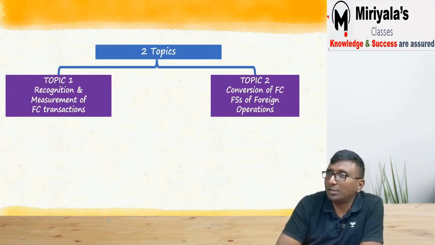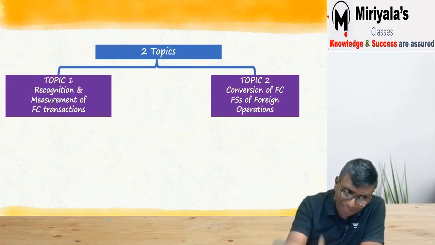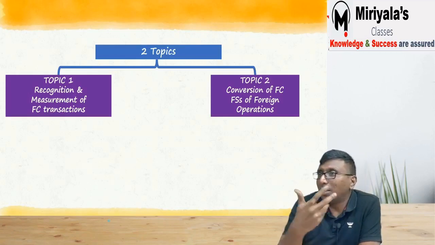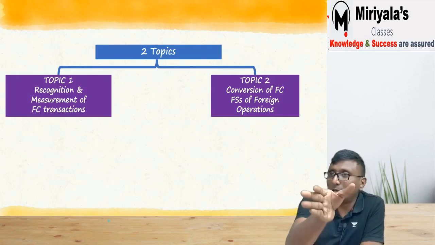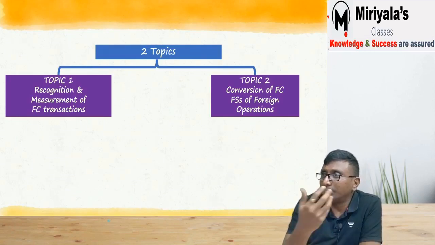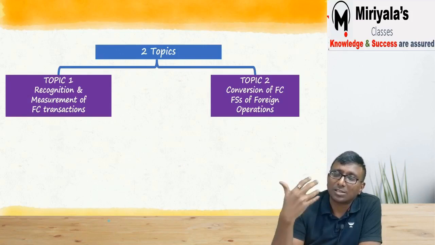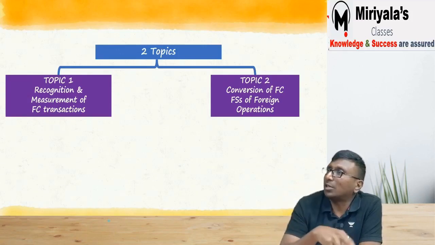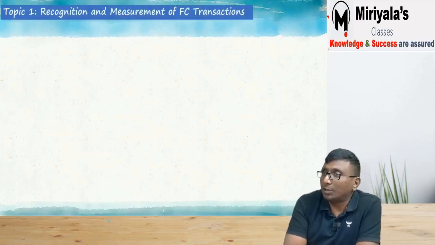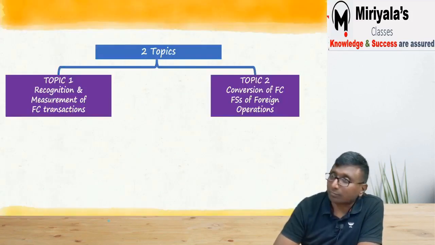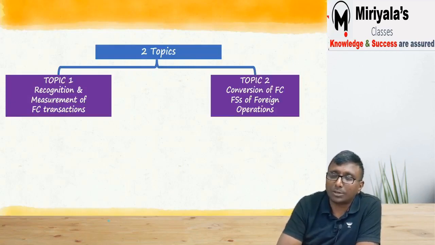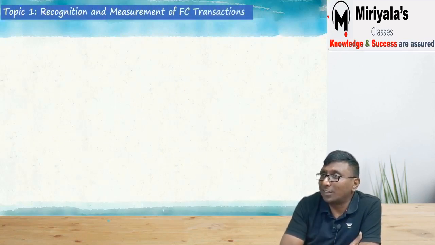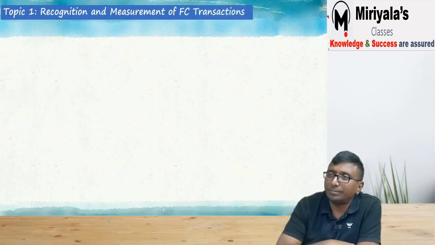Have you understood what I said? First one is when I directly deal. Second one, I am not dealing directly, but routing through my other forms, that is subsidiary, branch, joint venture or associate. Okay. Chalo, let's go to topic number 1. Have you noted this? We have 2 topics. Yes, my dear. Topic number 1, that is recognition and measurement of foreign currency transactions, which is directly done by me.